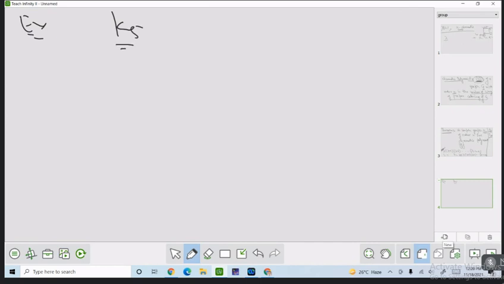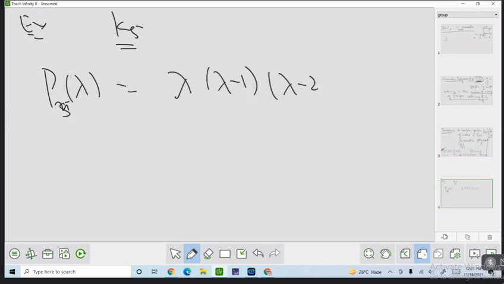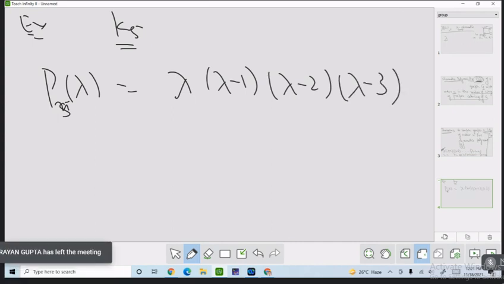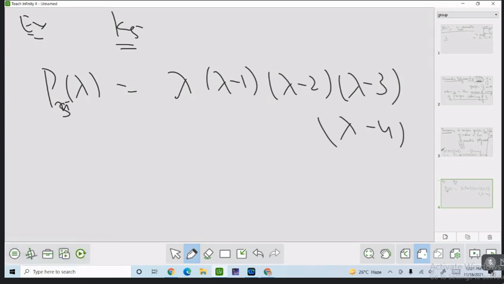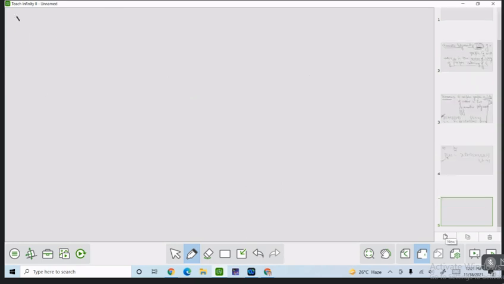Suppose K5. What is the chromatic polynomial of K5? P5(λ) will be λ(λ-1)(λ-2)(λ-3)(λ-4). This one is the chromatic polynomial of a complete graph. Clear? Now, the second theorem, you can write the statement like the first one.